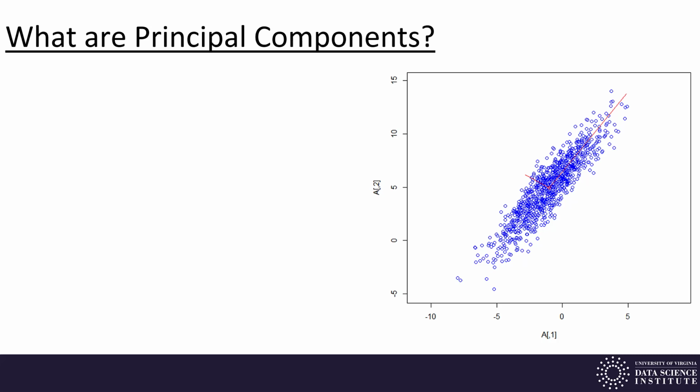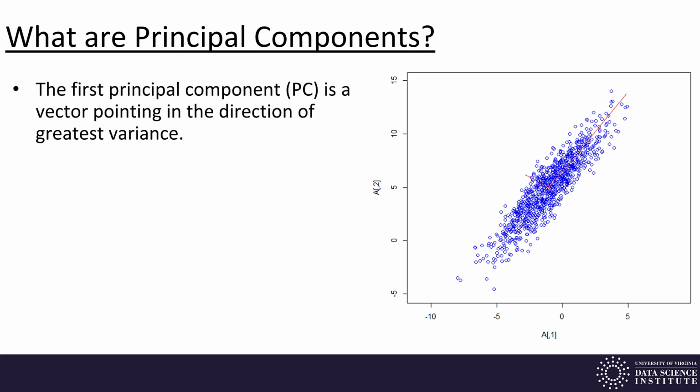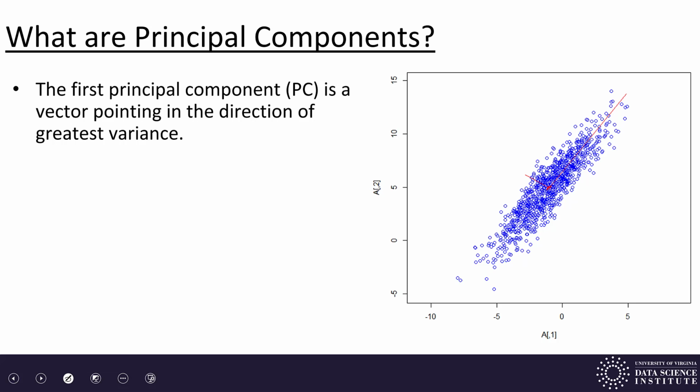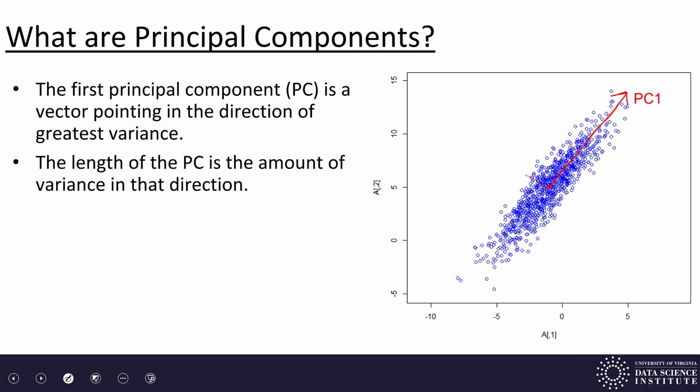We have a plot shown on the right-hand side of the screen of a bunch of data points from a two-variable Gaussian distribution. And so the first principal component is going to be a vector, and it points in the direction of greatest variance. So on this plot, we have our mean right in the center, and then this line pointing up and to the right, that's going to be our first principal component, which we call PC1. It points in the direction of greatest variance, and its length is the amount of variance in that direction.